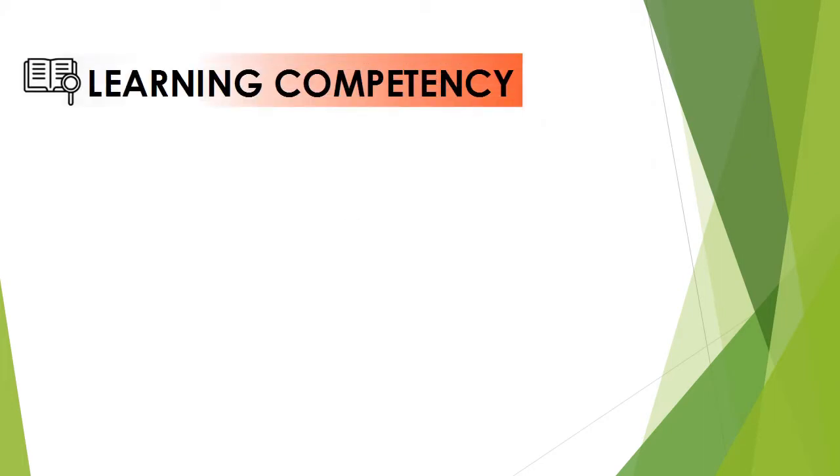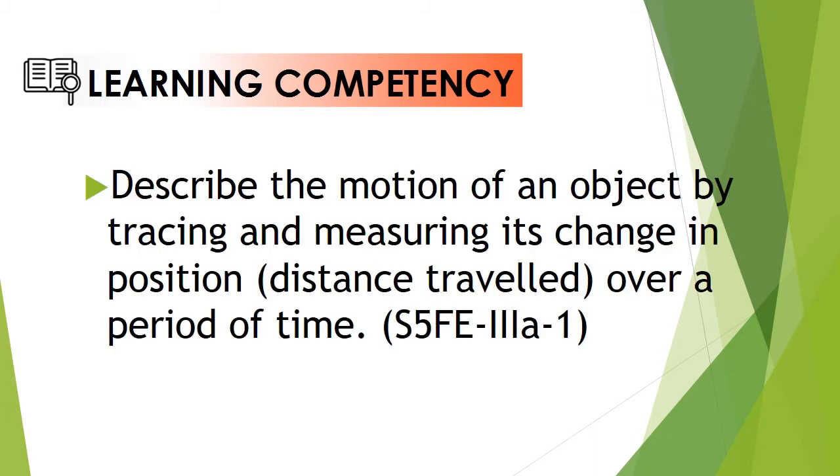Okay, so the learning competency or the objective of this lesson is to describe the motion of an object by tracing and measuring its change in position or the distance traveled over a period of time. This is taken from the most essential learning competencies, or the MELCs, with the learning code below. This will be on the first week of the third quarter. So this is what I am going to deliver in the different modalities using the STEM approach.